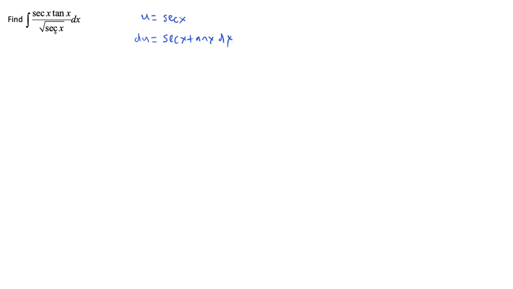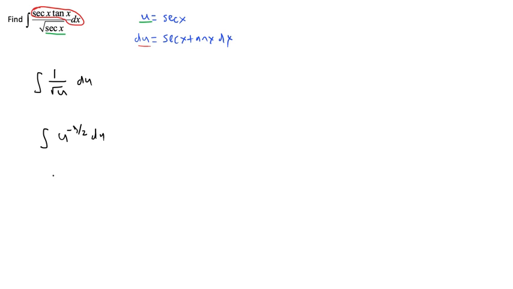Let's take a look. This is my u, right there. And what's my du? Well, actually, this is my du. It's secant of x tangent of x dx. So really, what does this problem become? It's the integral of 1 over radical u du. And this we can actually do. Let's think about that. This is actually u to the negative 1/2 du, which we can find using the power rule.